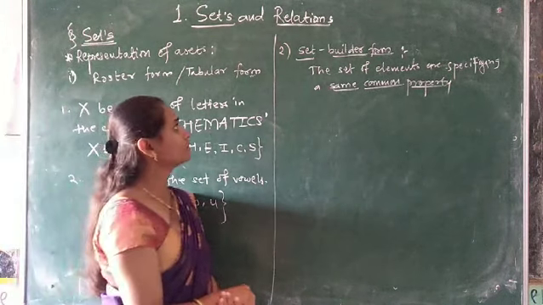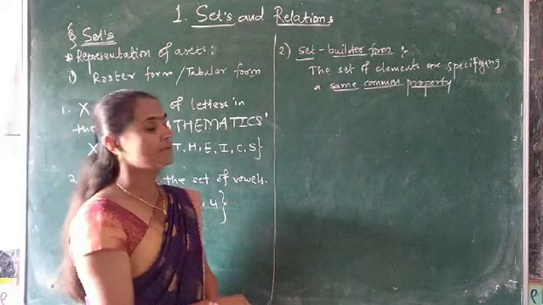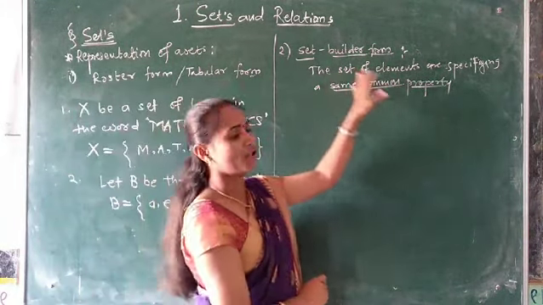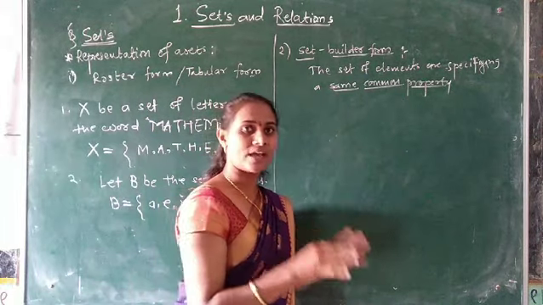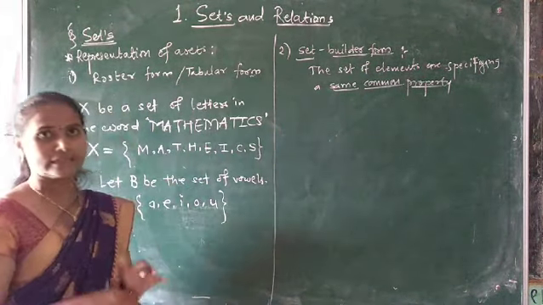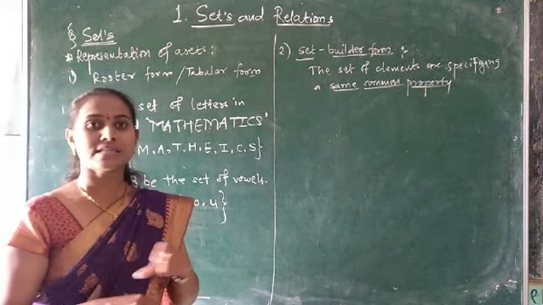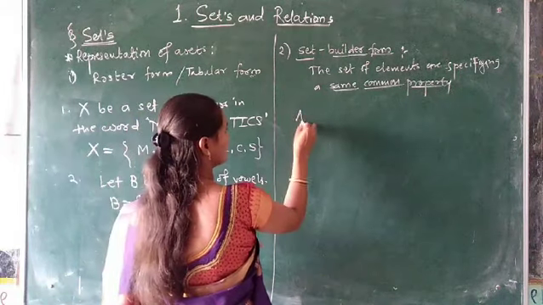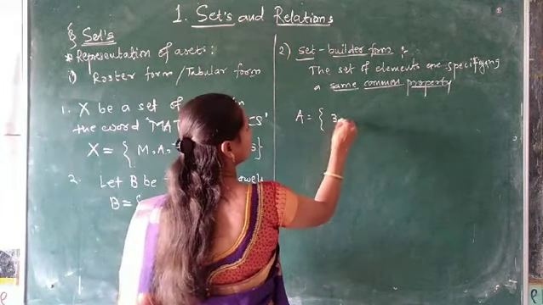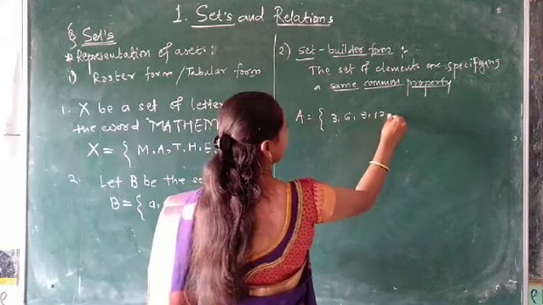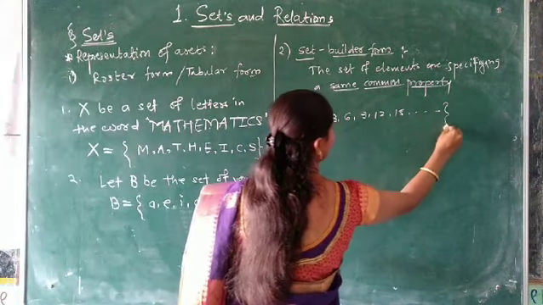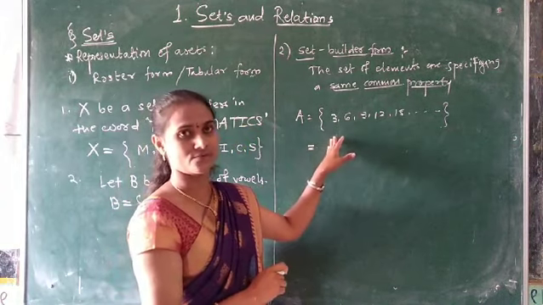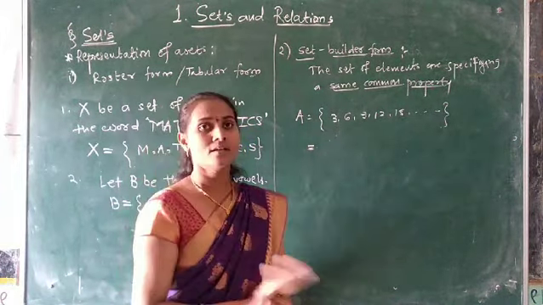Now we have to study what is meant by set builder form. Set builder form is the set of elements which have the same common property. Suppose for example I am taking one set. Let A is equal to 3, 6, 9, 12, 15 and so on. This is a set in roster form. I have to write this set in the set builder form.